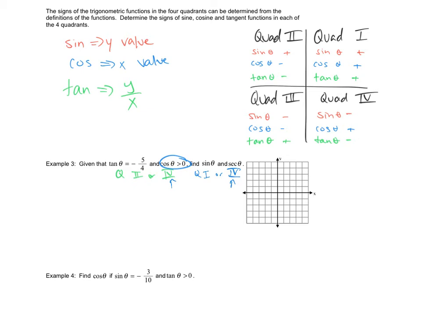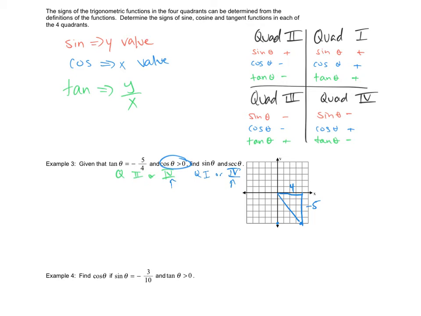So when I draw this, I know that because tangent is y over x, my y value is going to be in the negative direction, and that's going to be negative 5. And then my x is going to be a positive 4, so that is where my angle goes. And then this is my triangle right here. So that is 4, and that's negative 5. And then we are going to have to solve for this hypotenuse using our two sides here.